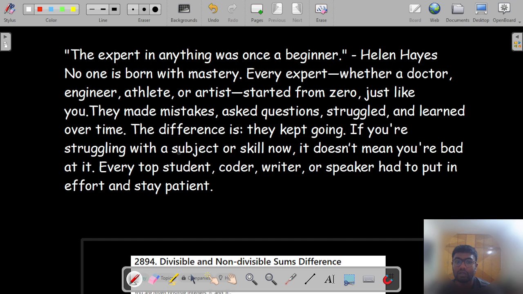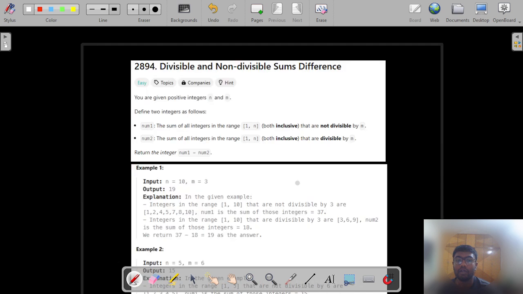If you are struggling with a subject right now, it doesn't mean you are bad at it. Every top student, coder or anybody was also the same. So it is always important to keep working hard and keep growing. So let us look at the problem statement.